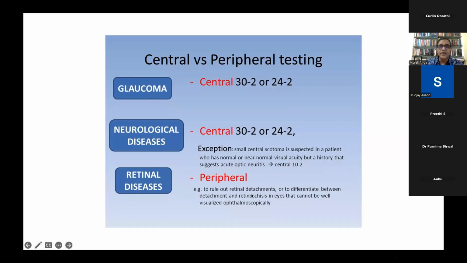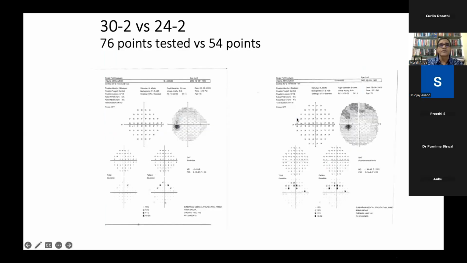For peripheral retinal detachments, to distinguish between detachment and retinoschisis, then probably you can think of doing certain custom tests like for retinal diseases. You can do peripheral retinal testing. But this is the exception. Usually it is the 24-2 or the 30-2. And 54 points are tested in the 24-2 versus 76 points in the 30-2.